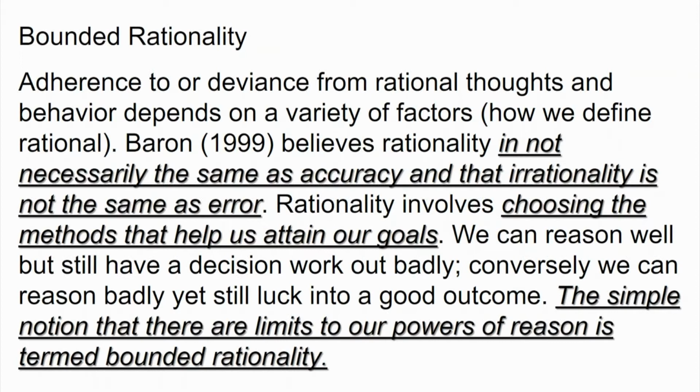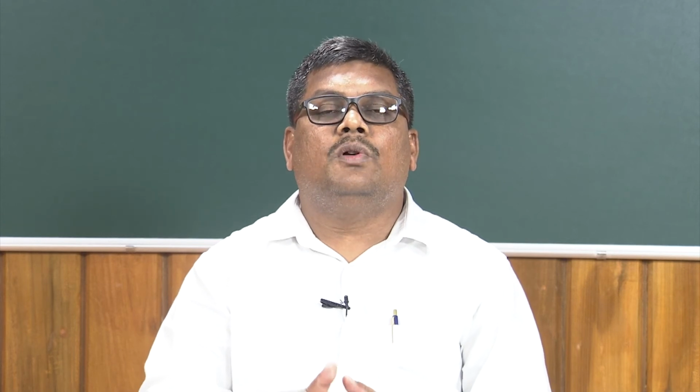Now, the simple notion that there are limits to our power of reason is what is called bounded rationality. Bounded rationality basically says that human beings, since they are bounded by this structure, are not calculators, not physical calculators, or calculators in terms of physical sciences. They are not computing machines, and so they have limits in terms of thinking and reasoning, and so they make errors. That is the whole idea of bounded rationality.